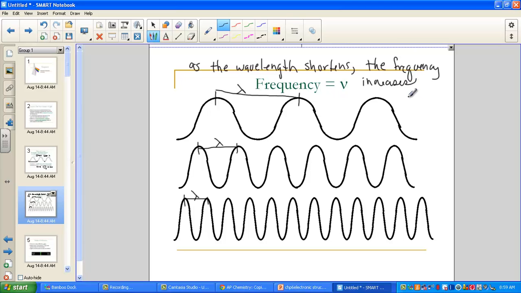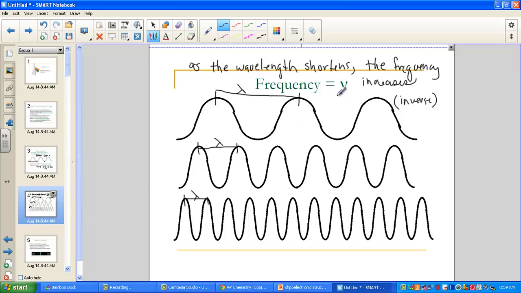We call that an inverse relationship. As one goes up, the other goes down. Longer wavelength, shorter frequency. Shorter wavelength, increased frequency. So we see this inverse relationship with the description of how light is traveling. And again, through a vacuum, we've actually measured its velocity, and it is a constant known as the speed of light.